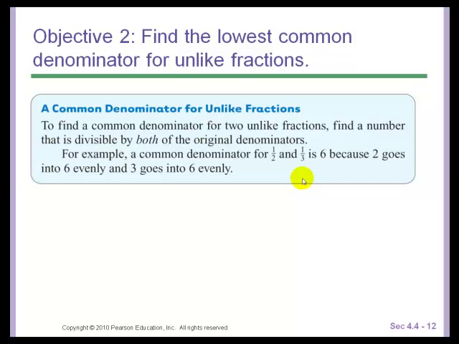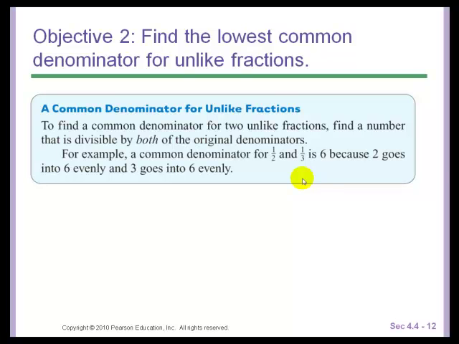In order to add or subtract fractions with unlike denominators, you're going to have to find a common denominator. There are two methods for finding a common denominator. One is by inspection, and one is through a process using prime factorization. Some are easier to do by inspection.